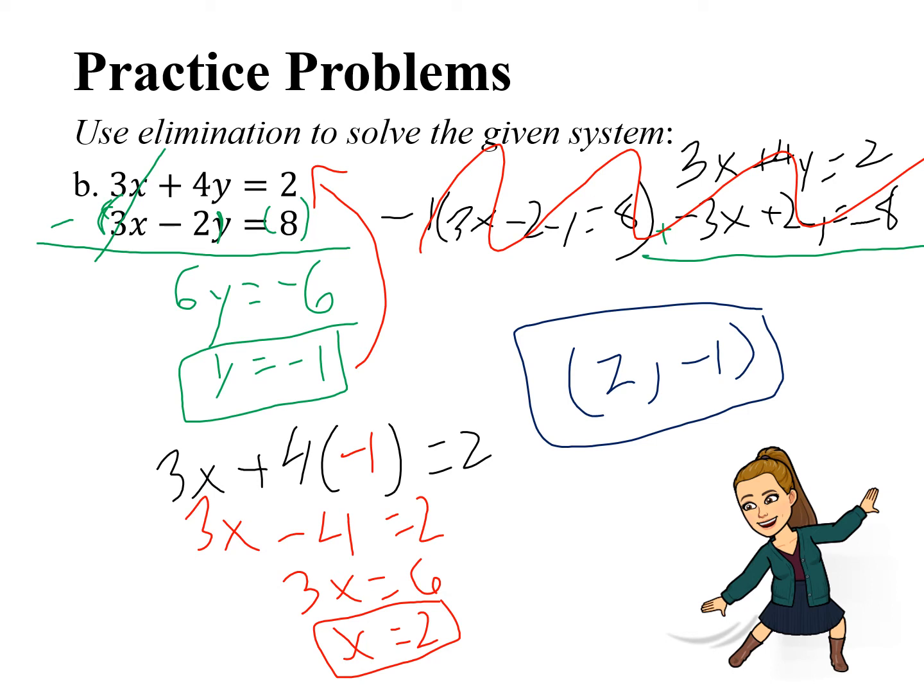Now, when I'm talking about these systems here, just like before, I can have one solution where I get a value that looks like this. I can have infinitely many solutions where if I'm adding stuff up and I get a statement that's true no matter what, like 7 equals 7, that would tell me that there are infinitely many answers. If I wind up with a false statement, if somehow both my variables cancel out and I get something like 2 equals 4, that tells me that there is no solution to the system.